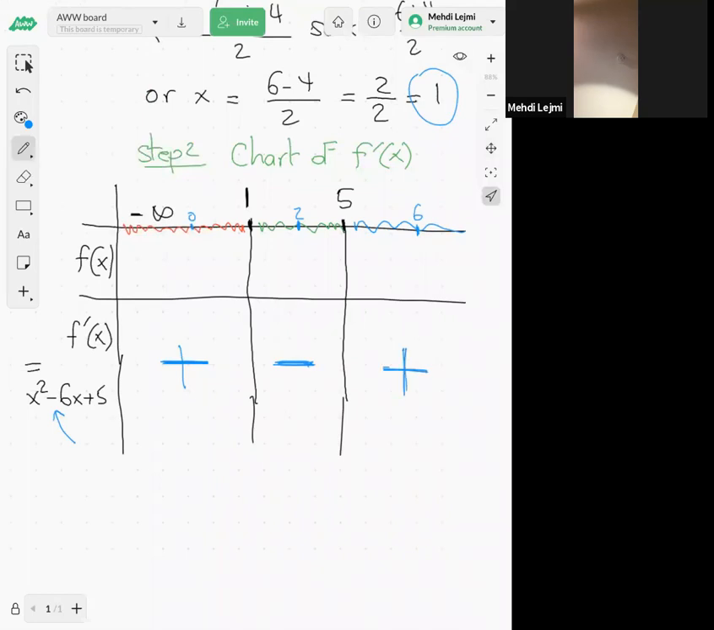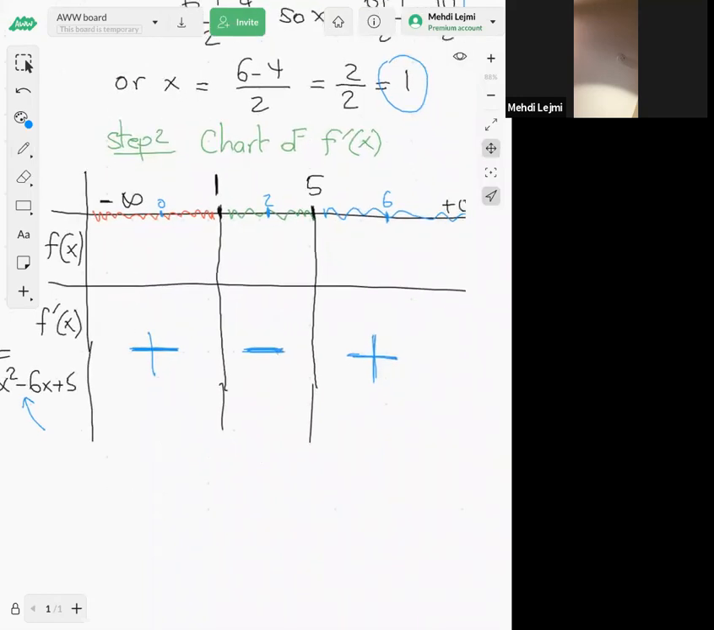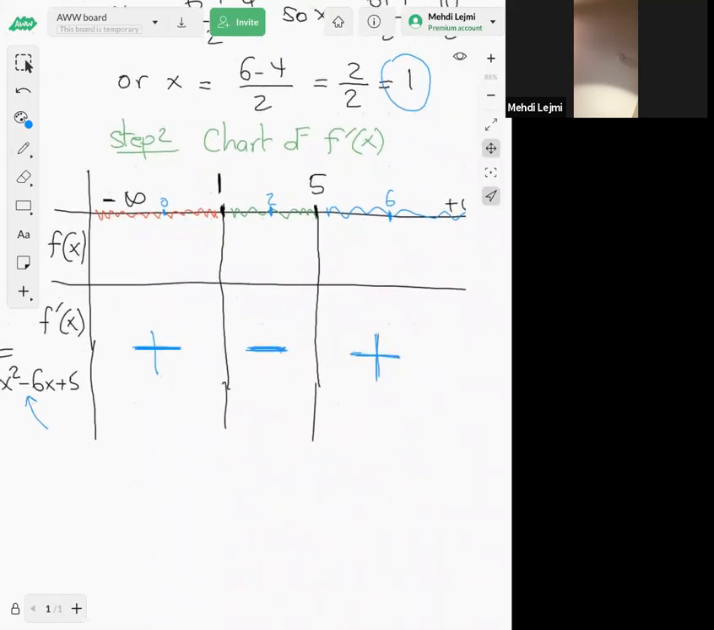Now, guys, we said when the slope or the derivative is positive, the function is increasing. So the function is going to increase on this first interval, right? Then the second interval, the function is decreasing. It's negative.